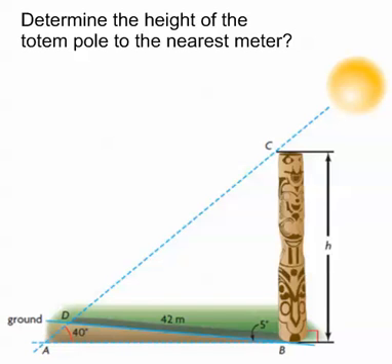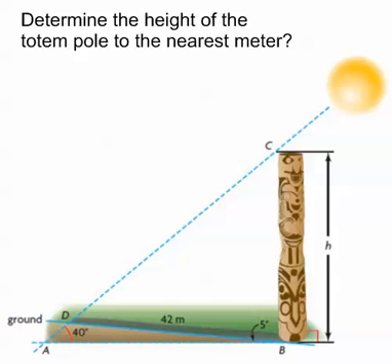In this question, we're to determine the height of the totem pole to the nearest meter. Because the question was done with a whole bunch of estimations, it makes sense that we wouldn't want the height to the nearest tenth of a meter, because we're just estimating. So what do we need to find out?